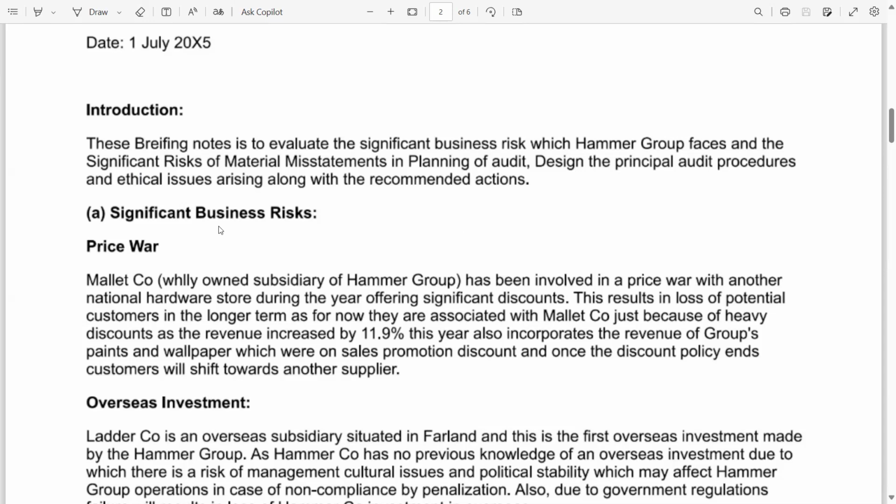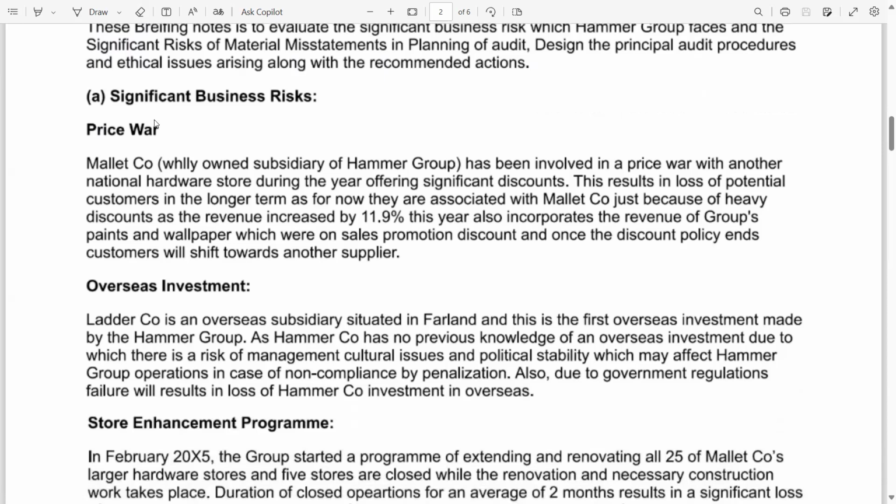Significant business risk. Price war. Remember, there is a price war. So I just picked this word and made it a heading. Mallet Company, wholly owned subsidiary of Amar Group, has been involved in a price war with another national hardware store during the year, offering significant discounts. This results in loss of potential customers in the longer term, as for now they are associated with Mallet Company just because of heavy discounts, as the revenue increased by 11.9%. This year also incorporates the revenue of the group's paints and wallpaper, which were on sales promotion.